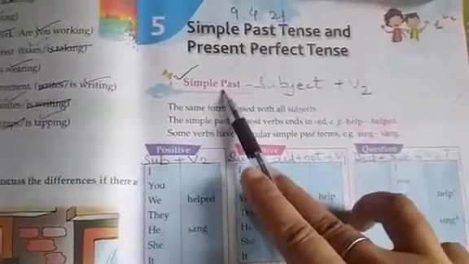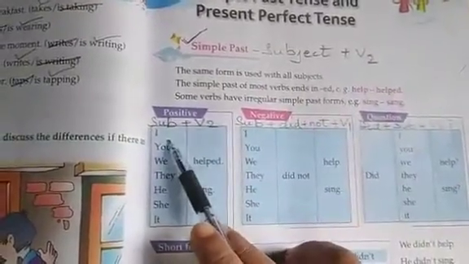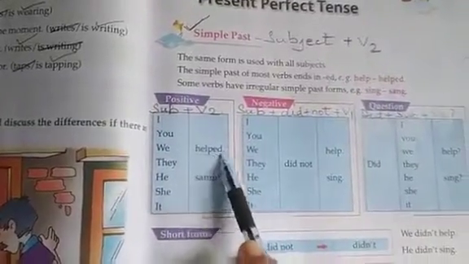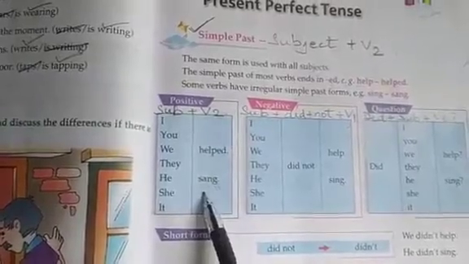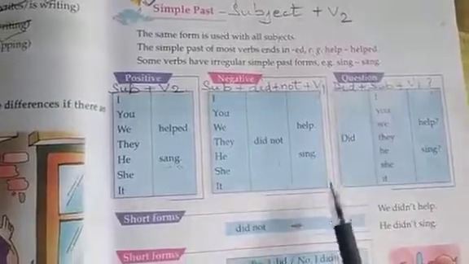Now see, the rule for simple past is subject plus verb second form. Very simple it is, subject plus verb second form. So see, I, you, we, they, he, she, it, helped, this is second form, help, helped, helped, second form. And then sang, sing, sang, sung, this is second form. This is negative form, this is interrogative or the question form.